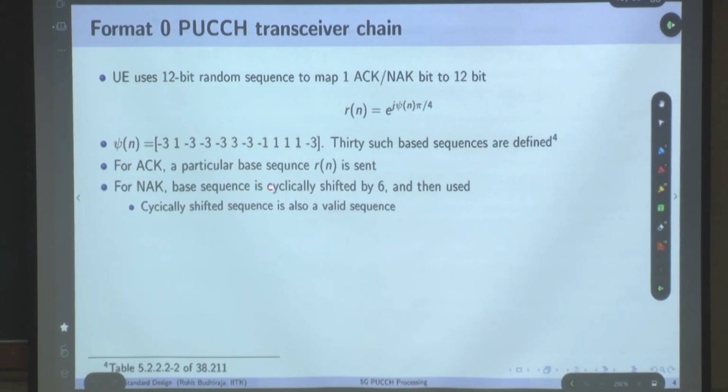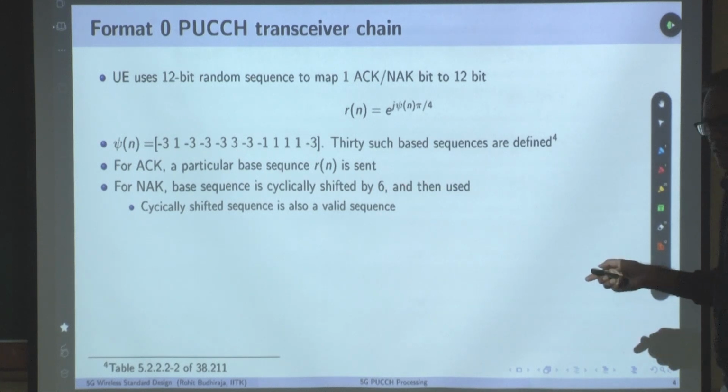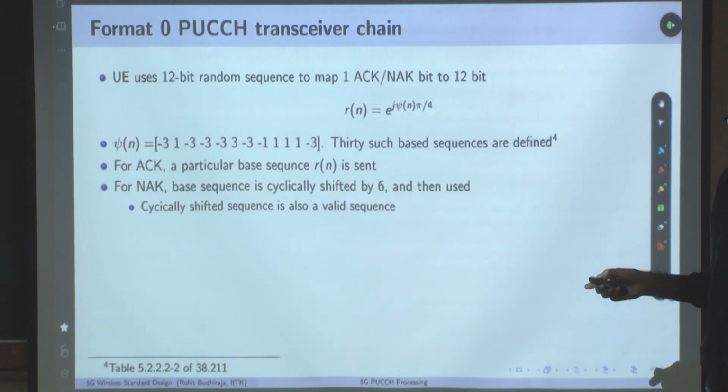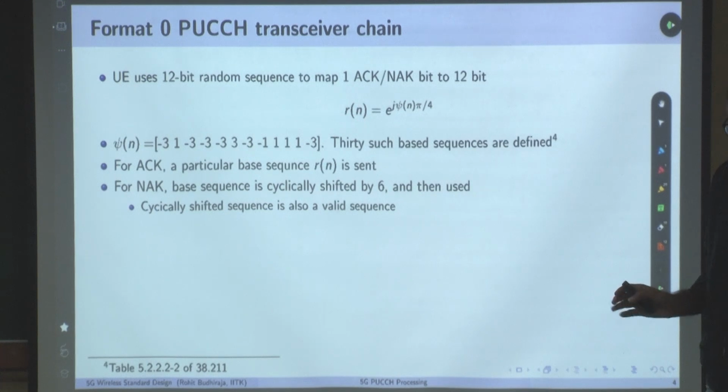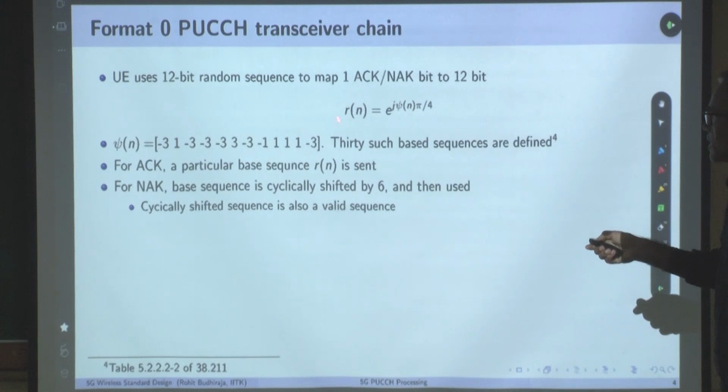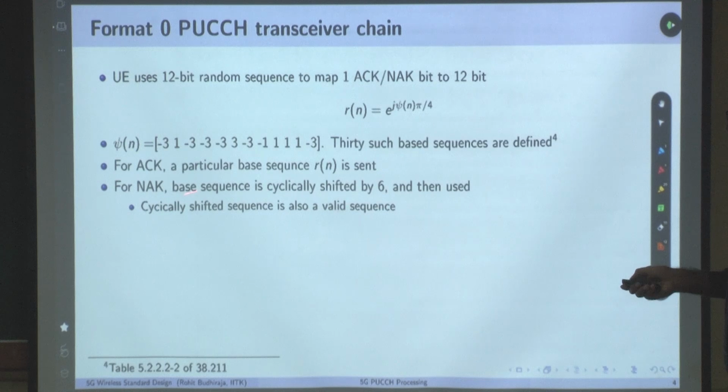For an ACK, a particular base sequence r of n is sent. For NACK, the base sequence is cyclically shifted by 6 and then used. Let's say this is the sequence I am sending for the ACK. What do I mean by sending this sequence? I will generate r of n according to this sequence. If it is NACK, the user will cyclically shift this sequence by 6 and generate another r of n. A cyclically shifted sequence is also a valid sequence.